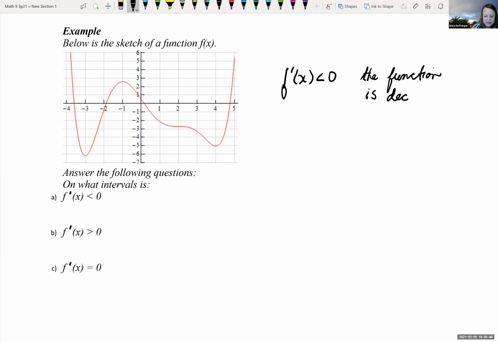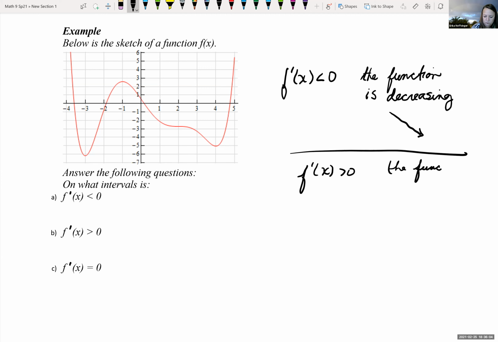And so if a function is decreasing, it's going down from left to right. If our derivative f prime of x is greater than 0, the function is increasing. And we always say left to right. We're always reading the graphs from left to right, because if I was going from right to left, right here, to me, that would be going uphill. But if I'm going left to right, this would be going downhill.